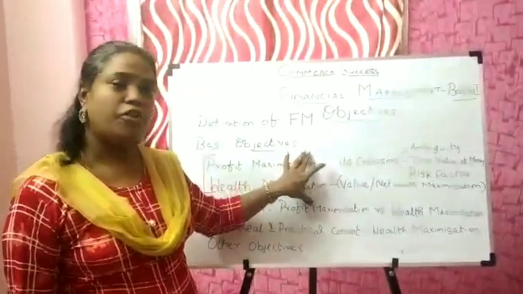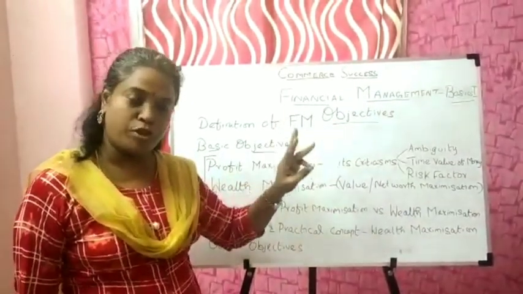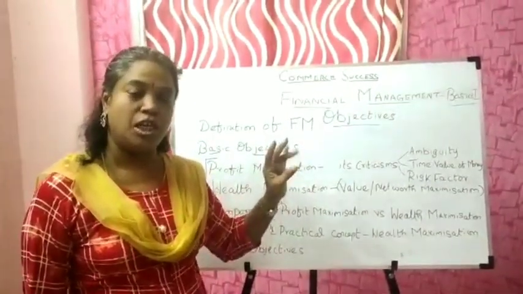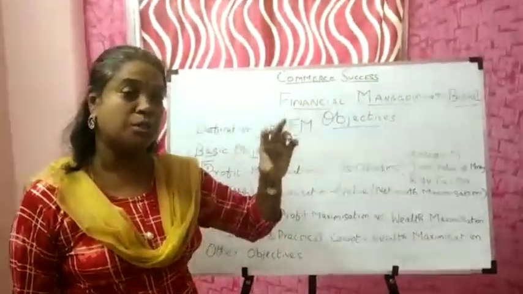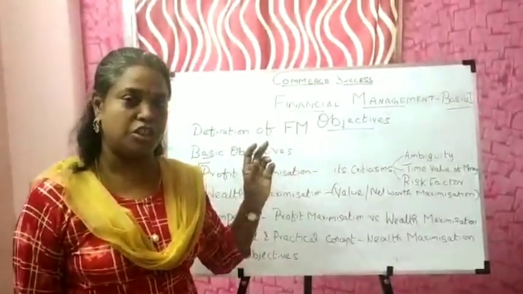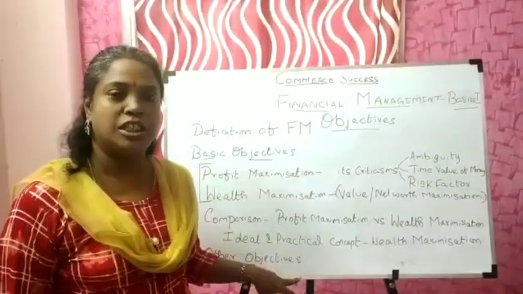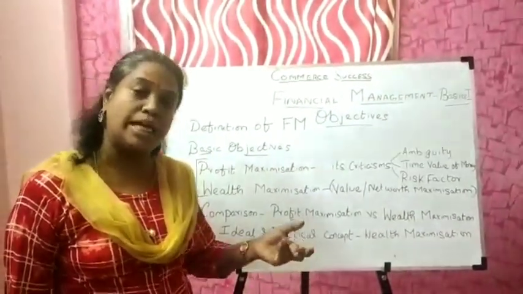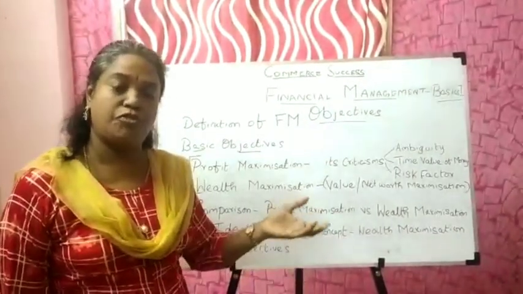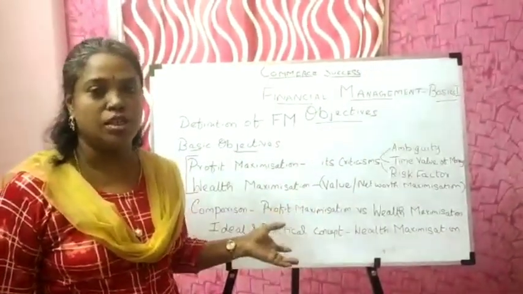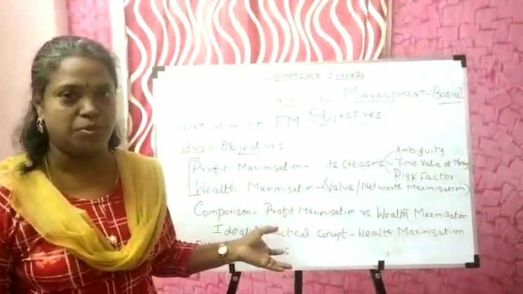So we have the basic objectives, which are profit maximization and wealth maximization, in which we saw that wealth maximization is much better than profit maximization. Also we saw other objectives of financial management like controlling the finance, managing the risk, compliance, and safeguarding the assets. All these are also other objectives of financial management.